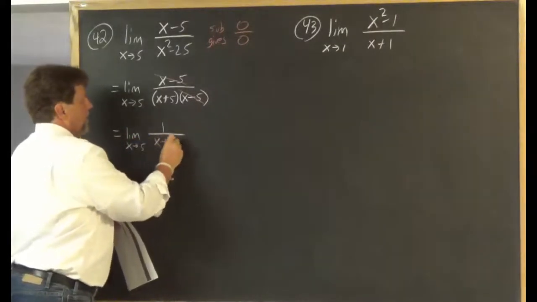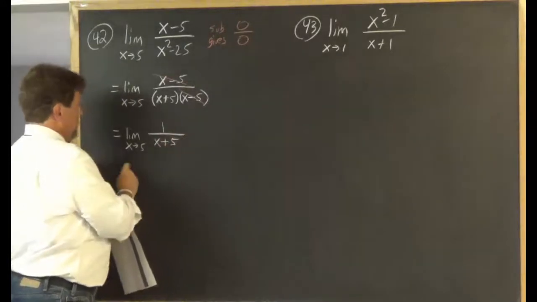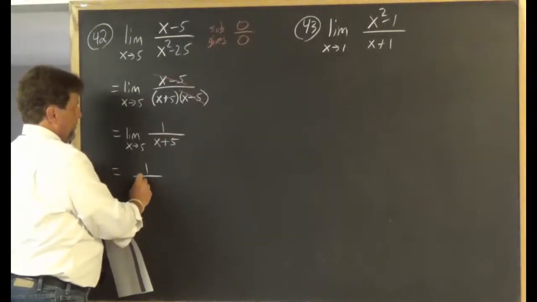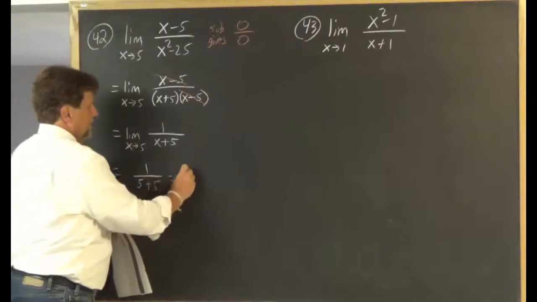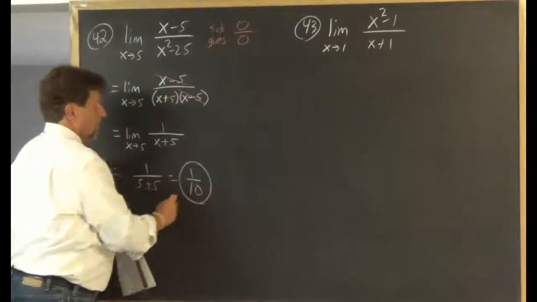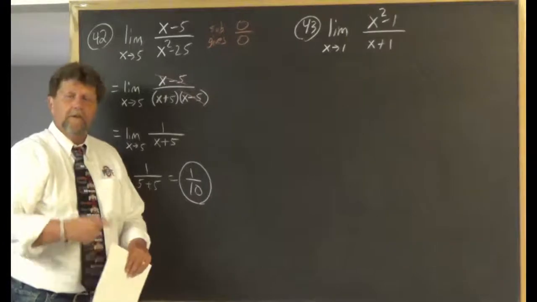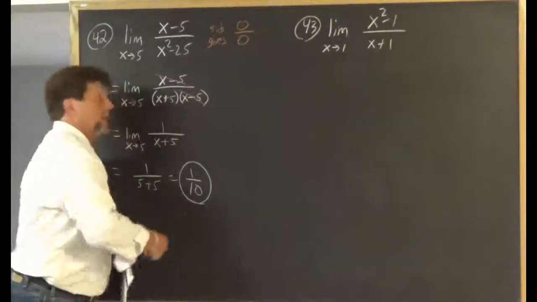And now we try substitution. So we put the 5 in for the x. We get the limit to be 1/10. So hopefully you got that as well. You got 1/10 as the limit.